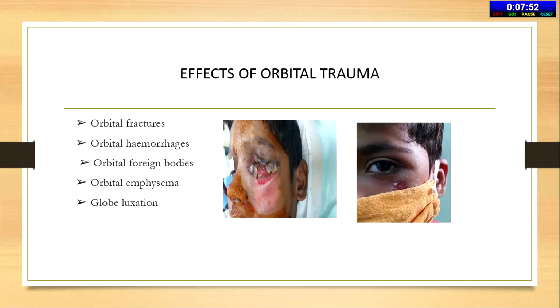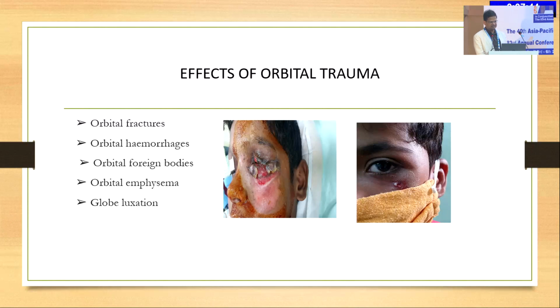Generally, we encounter orbital trauma in cases of road traffic accidents. So in road traffic accidents, we can have orbital fractures, hemorrhage, foreign body, emphysema, and luxation. We will be dealing with them one by one, although each can be associated with the others also.